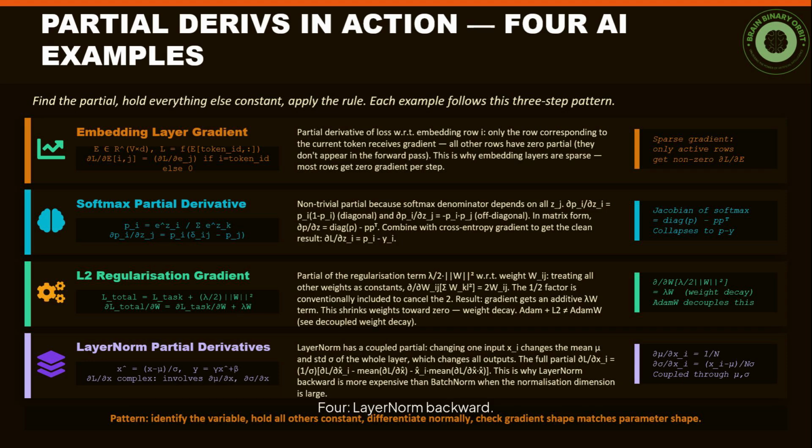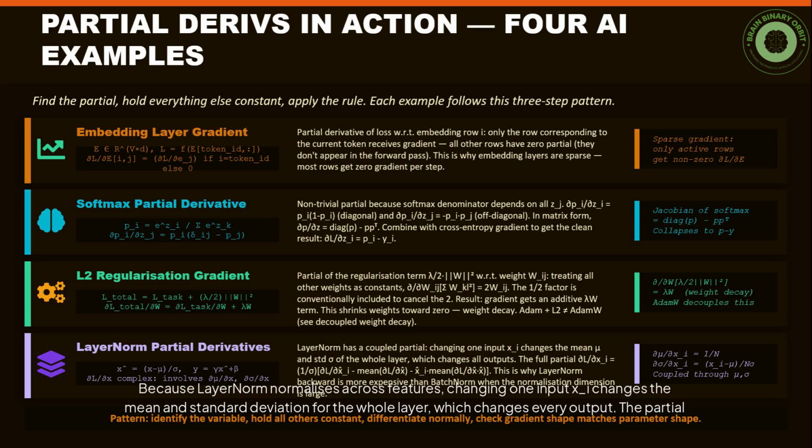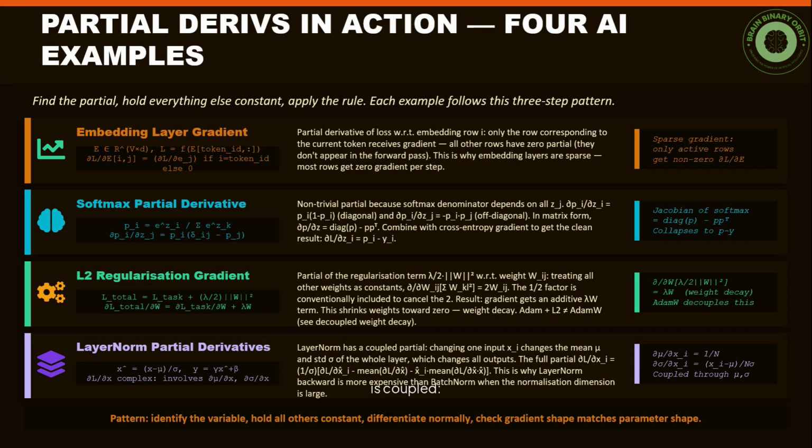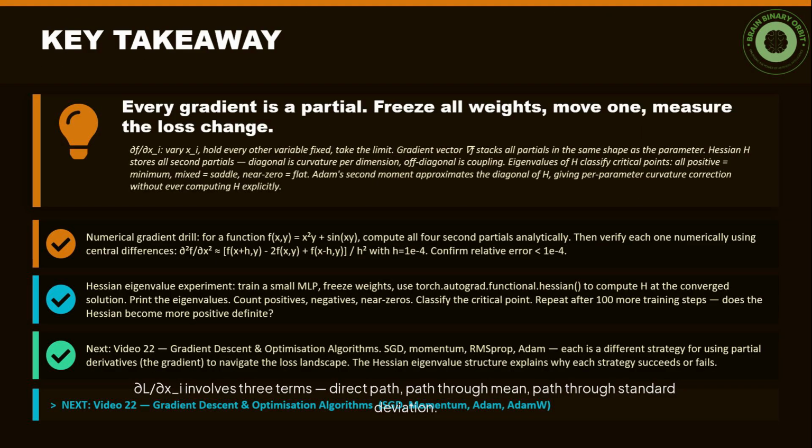4. LayerNorm backward. Because LayerNorm normalizes across features, changing one input x_i changes the mean and standard deviation for the whole layer, which changes every output. The partial is coupled. The partial of L with respect to x_i involves three terms: the direct path, the path through the mean, and the path through the standard deviation. This coupling makes LayerNorm backward more expensive than BatchNorm for wide layers.